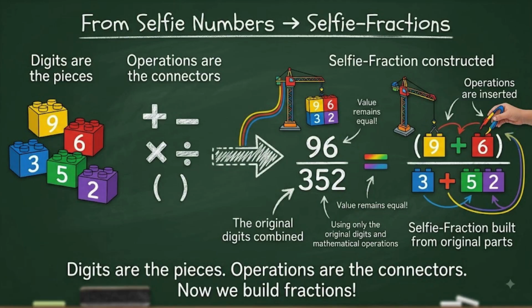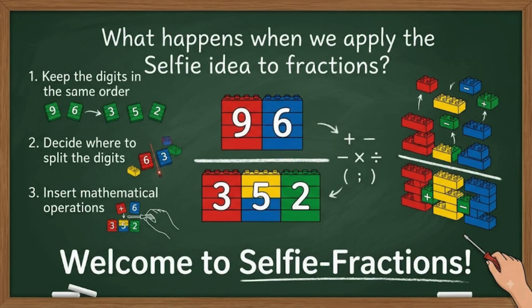And this Lego idea becomes especially useful when we move from selfie numbers to selfie fractions. And now we can ask a bigger question. What happens if we take this same idea and apply it to fractions? Now we don't have just one number to construct. We have a numerator and a denominator. Their digits can also become building blocks. We can keep the digits in the same order, decide where to split them and insert mathematical operations. And that's where we enter the world of selfie fractions.